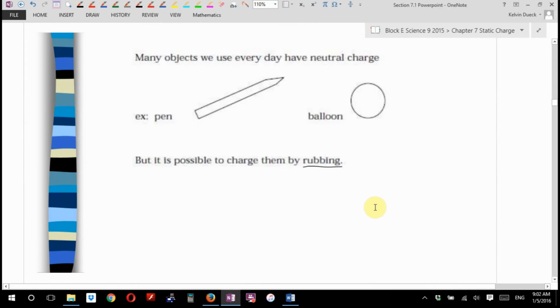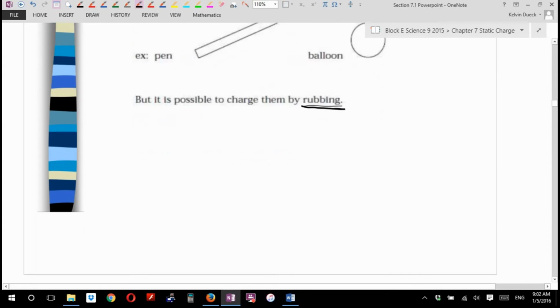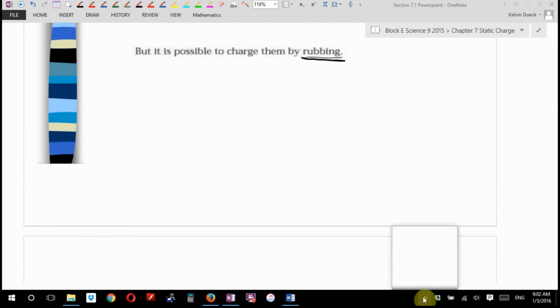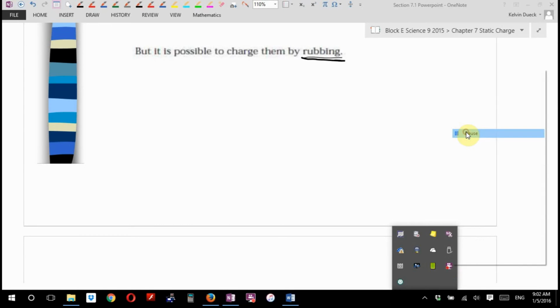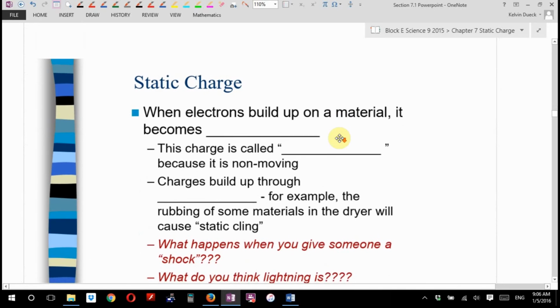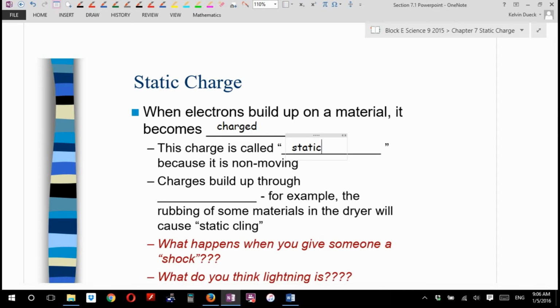Most objects that we use every day have a neutral charge. A pen, a balloon. But it is possible to charge them by rubbing them. Really? Yep. But it's a pretty cool one as well. So, static charge. When electrons build up on a material, it becomes, here's our word of the day, charged. We call this charge static because it's not moving. The word static means unchanging. Okay?